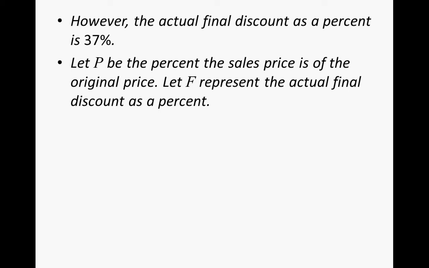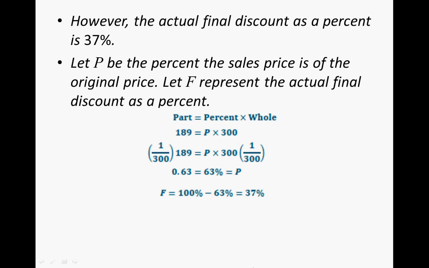Let P be the percent that the sales price is of the original price, and let F represent the actual final discount as a percent. So if our part is $189, our percent is what we're looking for, and the whole was 300, then when we multiply each side by 1/300 to isolate P, we get 63 hundredths, or 63%. So 100% minus 63% is 37%. Remember, it is not 40%.